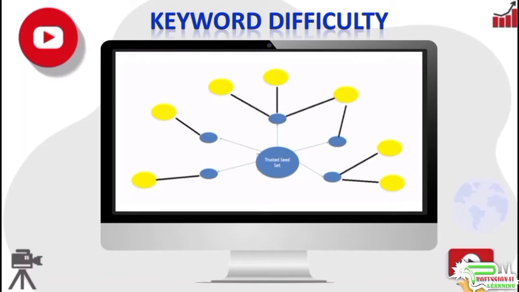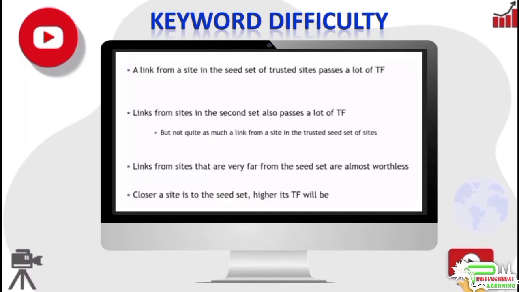But a link from any of these sites does not pass the same amount of trust flow that a link from a site in the seed set would. This can continue ad infinitum. A link from any of the sites in the seed set passes a lot of trust flow. A link from any of the sites in the second set also passes a lot of trust flow, but not quite as much as a link from a site in the seed set would. And this continues. Links from sites that are very far from the seed set of sites are almost worthless; they are junk links. The closer a site is to the seed set of sites, the higher its trust flow tends to be.